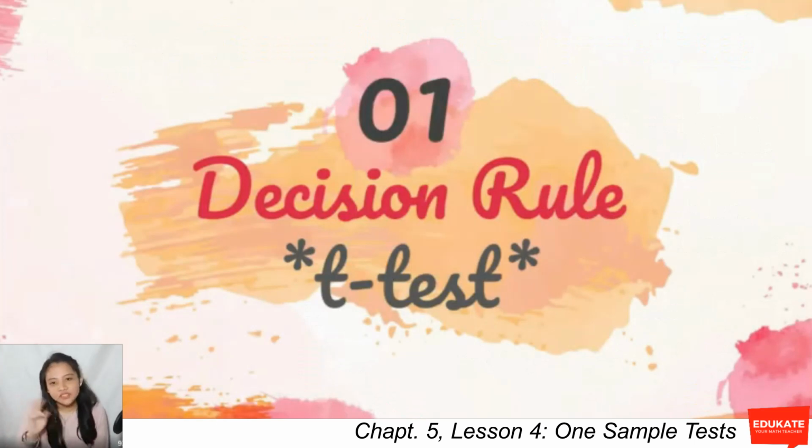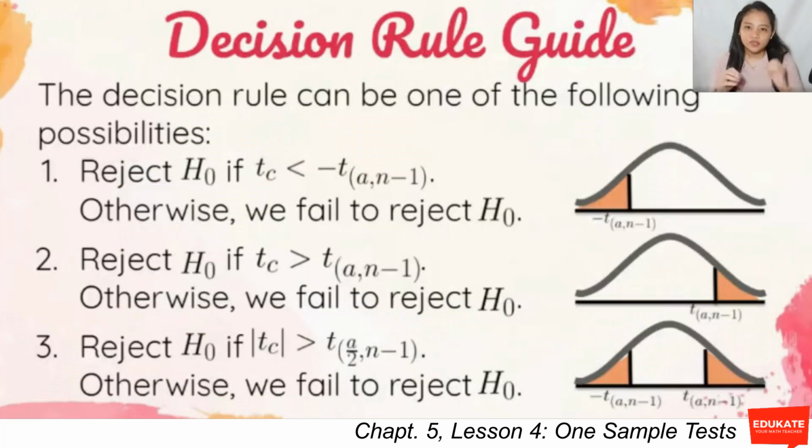Now, let's move to our step 2 in hypothesis testing, and that is to state your decision rule. So, these are the following decision rule guides if we are going to use the decision rule under t-test. If you're using the t-table, you're going to use t-test. So, this is the decision rule guide if we're going to undergo t-test by using our t-table. The decision rule can be one of the following 3 probabilities.